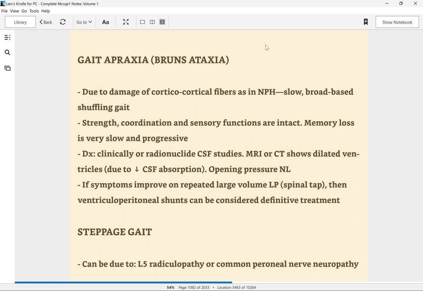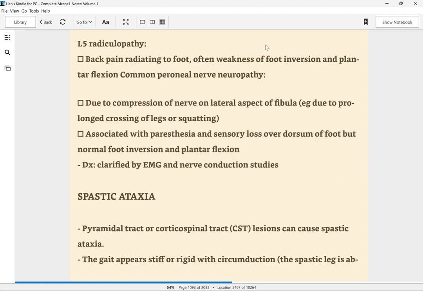definitive treatment. Steppage gait can be due to L5 radiculopathy or common peroneal nerve neuropathy. L5 radiculopathy: back pain radiating to the foot, often weakness of foot inversion and plantar flexion. Common peroneal nerve neuropathy, due to compression of the nerve on the lateral aspect of the fibula, e.g. due to prolonged crossing of legs or squatting, associated with paresthesia and sensory loss over the dorsum of the foot but normal foot inversion and plantar flexion. Diagnosis clarified by EMG and nerve conduction studies.